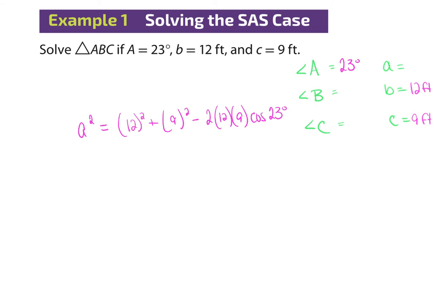All right. And I am going to not try to do that in my head. Okay? So once I set it up, feel free to use your calculator. Yes, 12 squared is 144. 9 squared is 81. You can do 2 times 9 times 12, right? But you can't do cosine of 23. And you're really going to get a decimal here anyway.